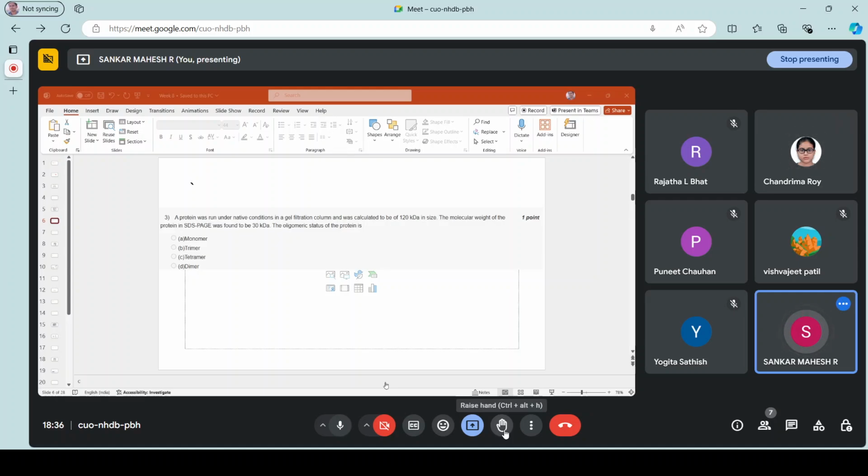So you said Tris will maintain the pH. What about glycerol? Glycerol is for making it denser. So if the protein is very light, it can settle in the well and doesn't go outside of the well. Whatever you load into the well should enter. That's why you add glycerol.